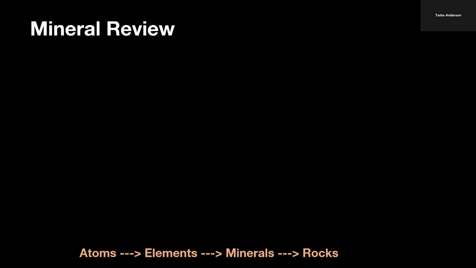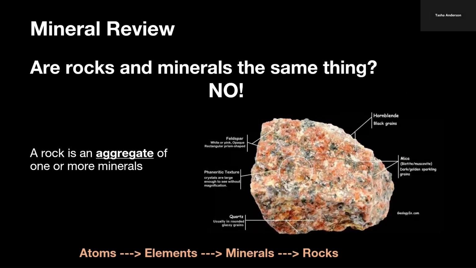Now, remember, are rocks and minerals the same thing? No. A mineral is a pure substance, whereas a rock is an aggregate made up of one or more minerals. You can think of it as a hierarchy. Atoms form elements, elements form minerals, and minerals combine to form rocks.